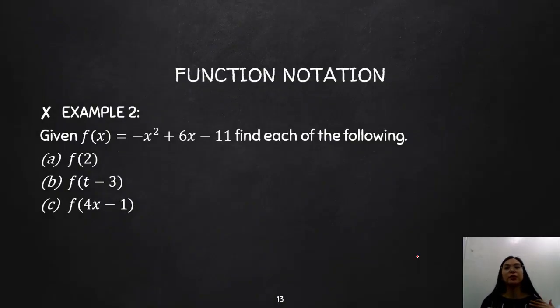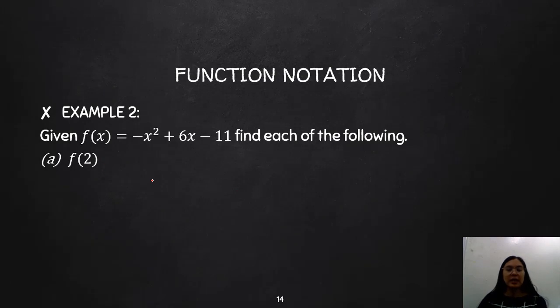So that's just how you evaluate your functions. Let's try to work on another example. Given that f of x is equal to negative x squared plus 6x minus 11, we are to find each of the following: f of 2, f of t minus 3, and f of 4x minus 1. Let's work on each of the examples.